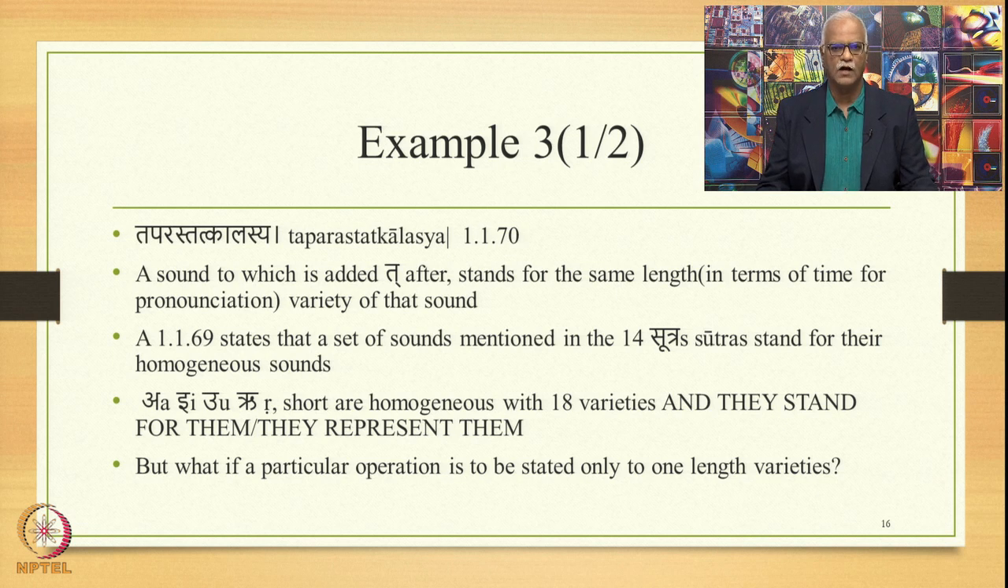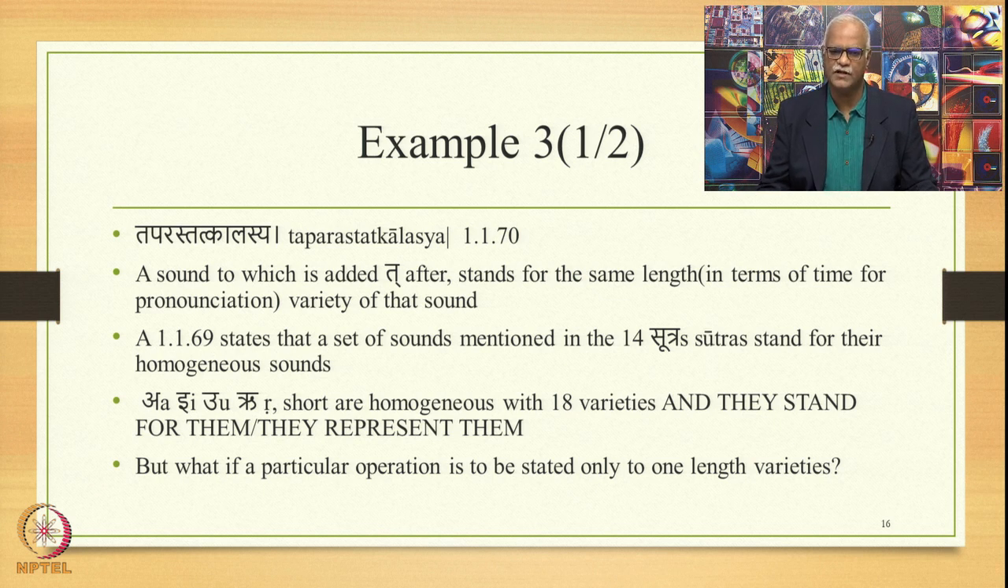Now this has 1169 at its background. 1169 states that a set of sounds mentioned in the 14 sutras stand for their homogeneous sounds. We have seen this in this lecture. So, a, i, u, ru, short vowels are homogeneous with 18 varieties and they stand for them, they represent them. This is what 1169 means.